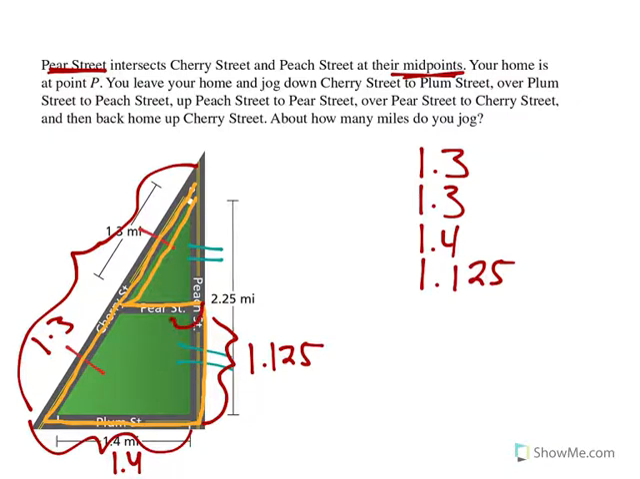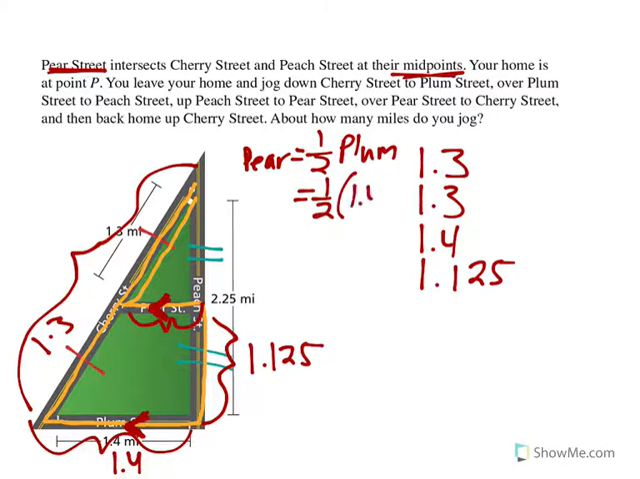Then I go across Pear Street. Now think about Pear Street. I'm not given the length of it, so how would I find it? Remember, it's a mid-segment, and a mid-segment is always half the length of the segment it's parallel to. The segment it's parallel with is this bottom one. Remember, these parallel symbols, the little arrows going in the same direction, same number of arrows, mean they're parallel to each other. So Pear is equal to half the length of Plum. So we have 1/2 times 1.4, which is half of 1.4, and that gives us 0.7.